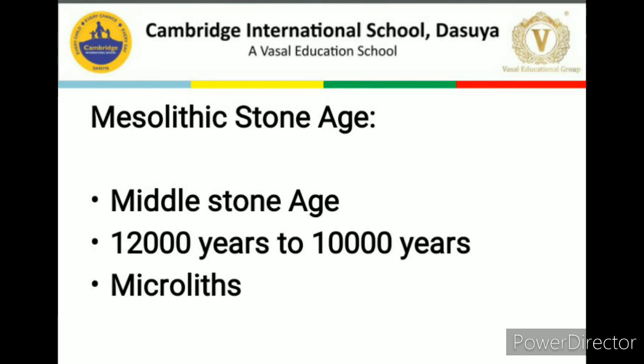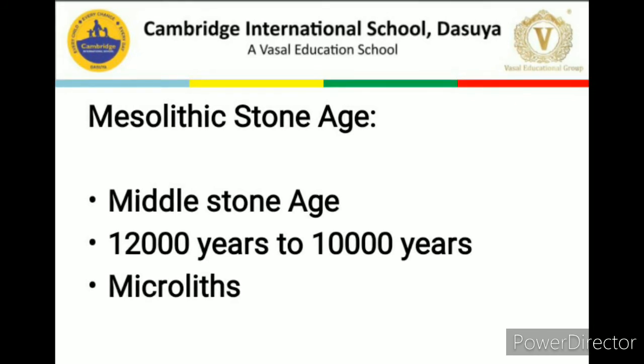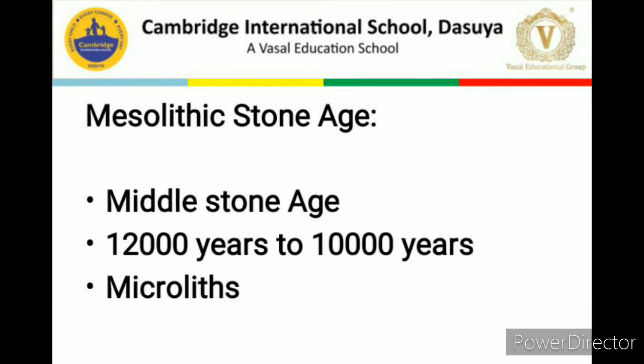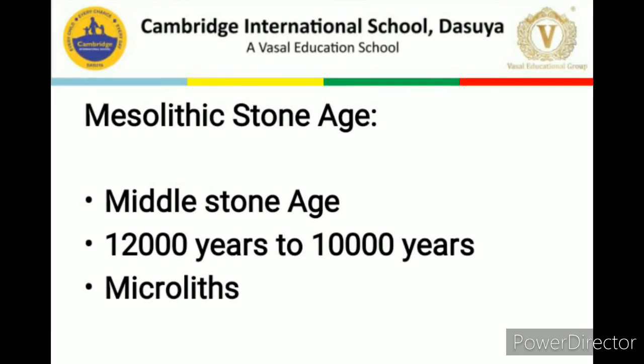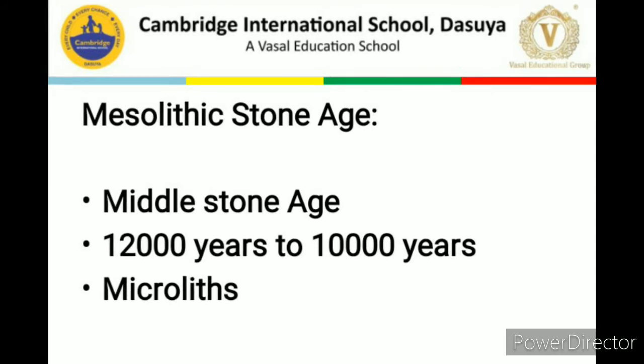I hope you have enjoyed this video and it has helped you people to understand the Paleolithic Stone Age in a better way. Now next is our Mesolithic Stone Age. Meso means middle, lithic means stone. So we can call it the Middle Stone Age. It started from 12,000 years ago till 10,000 years.